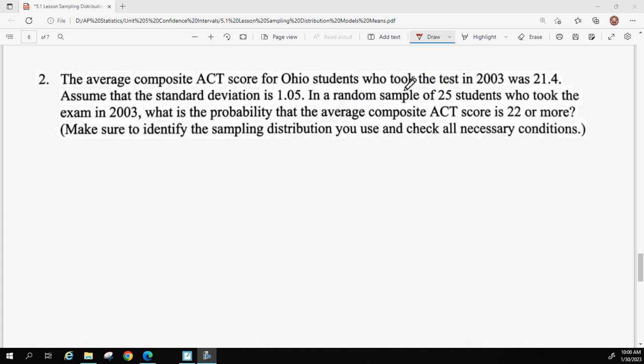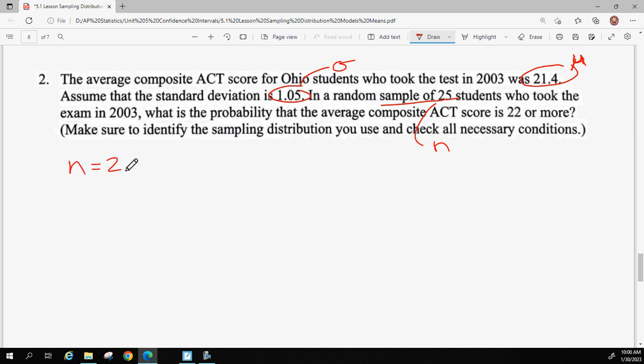They've given us an average of 21.4. That's for all the students who took it, so that is a population mean. And then they've given us a standard deviation of 1.05 of all the students who took it, so that's sigma. And then they're going to say, okay, if I randomly sampled 25 of these students, so that is n. So I'm going to come down here and actually document that n is 25, population mean is 21.4, standard deviation is 1.05.